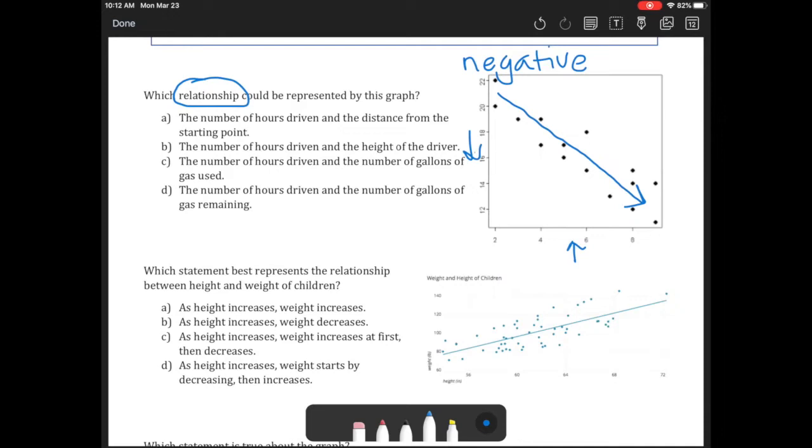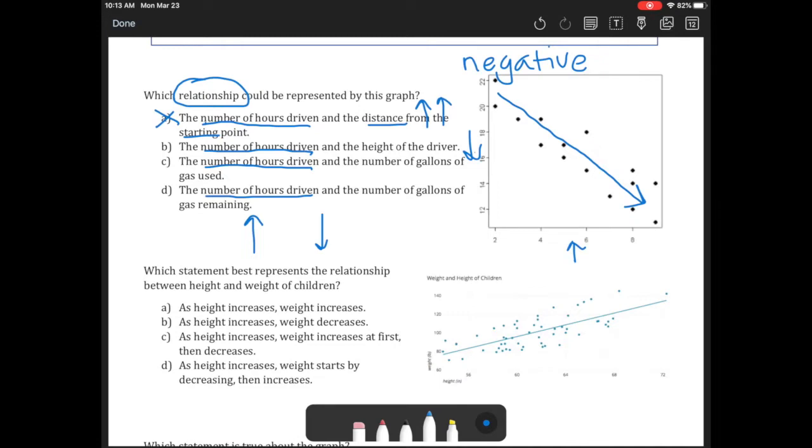A says the number of hours driven and the distance from the starting point. So we're always going to assume that the first thing is the x-axis, all right? So if the x-axis item, which is the number of hours driven, increases, I need to know which one of these things in the second thing would decrease. If I drive longer and longer and longer, then the distance from the starting point would be further and further and further away. This would be both things going up, which would be a positive relationship. So this item is not it.